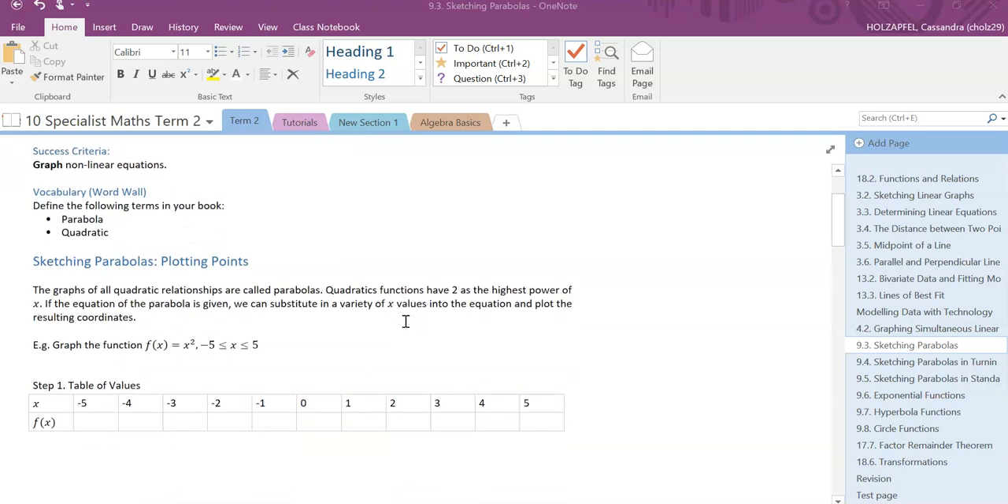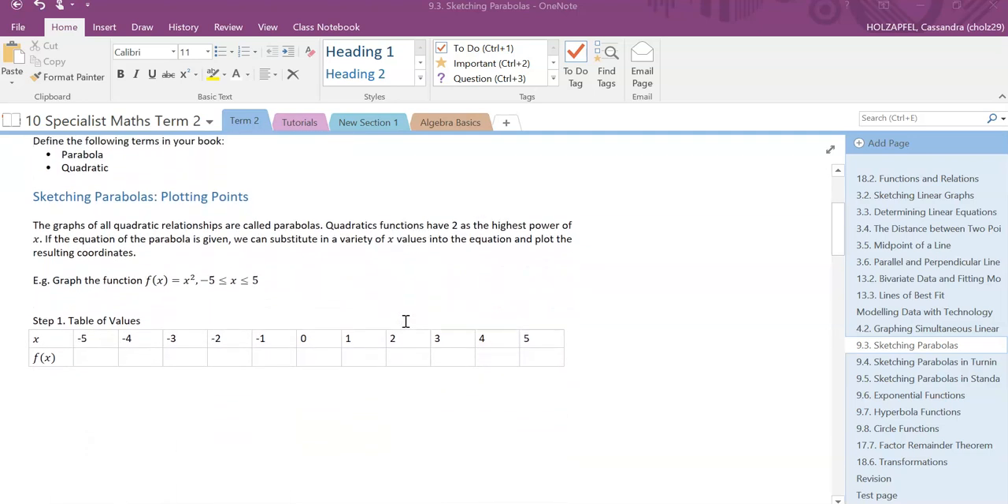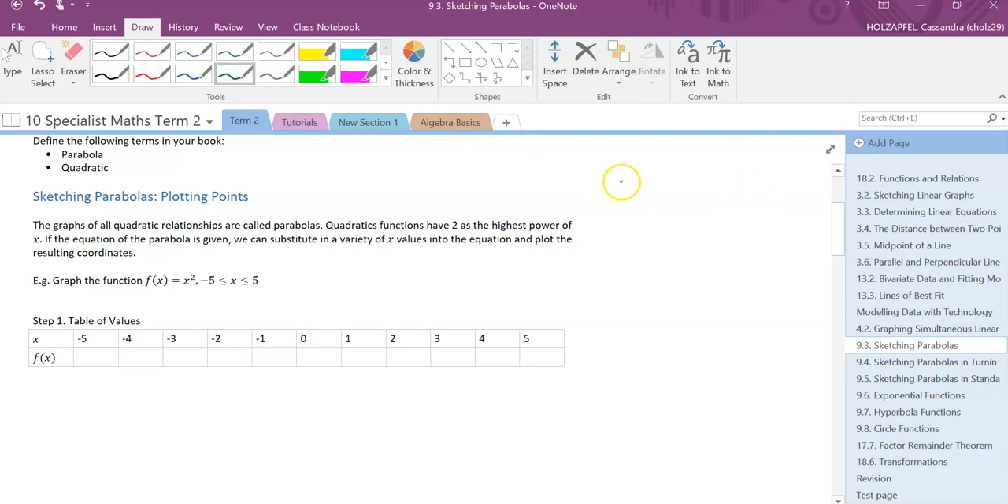Okay, so let's go through. What is a parabola? A parabola is just the shape that's made by a quadratic function. And a quadratic function is something that has x to the power of 2 as its highest power. So for example, this could be something like x squared plus 3x minus 2, or it could be something like (x minus 4) times (2x plus 3), and when I expand those brackets out I end up getting x squared as my highest power, or it could simply be something like x squared on its own.